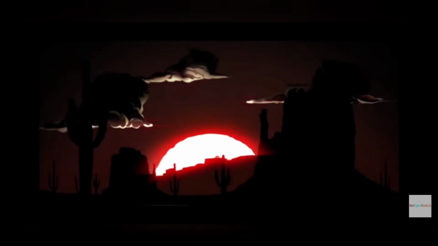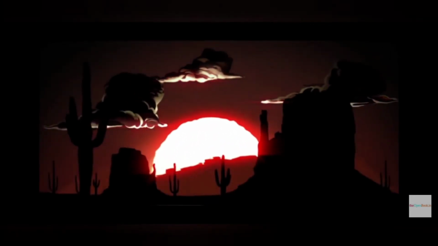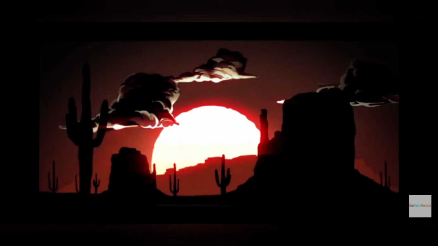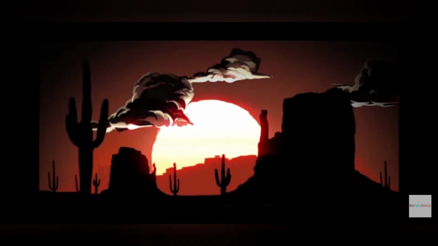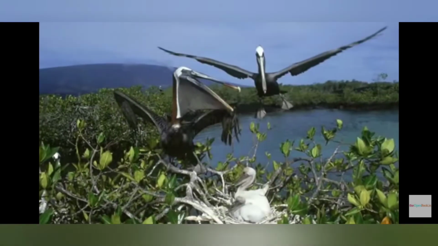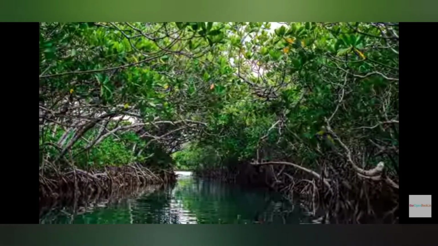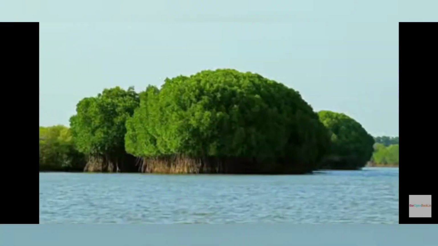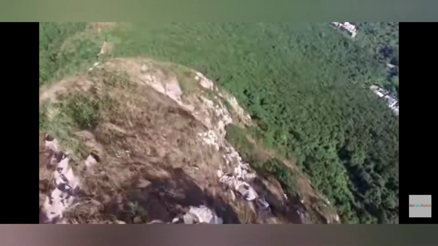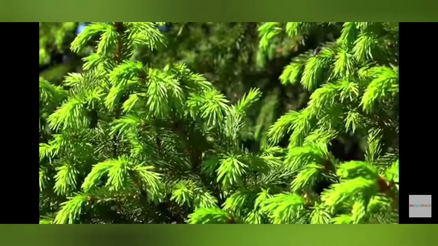Soil. Different types of soils provide the basis for different types of vegetation. For example, sandy soils of deserts support cactuses and thorny bushes. Wet, marshy deltaic soil support mangroves and deltaic vegetation, while soil on the hill slopes support coniferous trees.